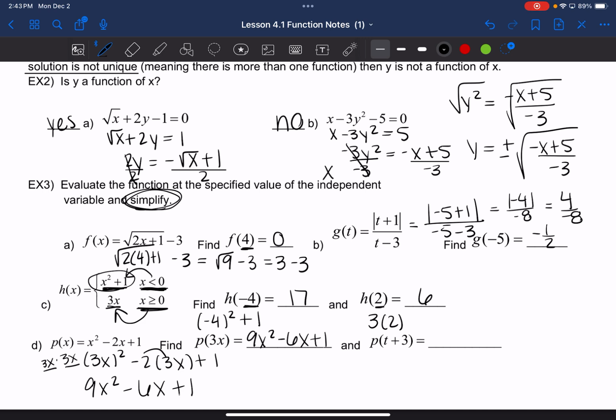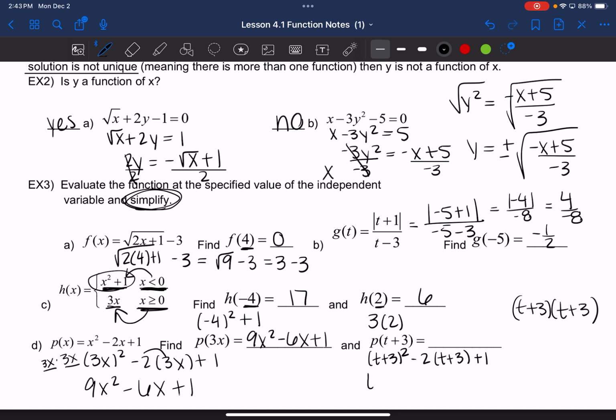Okay. All right, so we've got p of t plus 3. What does that one mean we should be doing? Very, very good. So I'll have t plus 3 squared minus 2 times t plus 3 plus 1. All right, so where do I start? The square, okay. And remember, t plus 3 squared literally means t plus 3 times t plus 3. So what is t plus 3 times t plus 3?